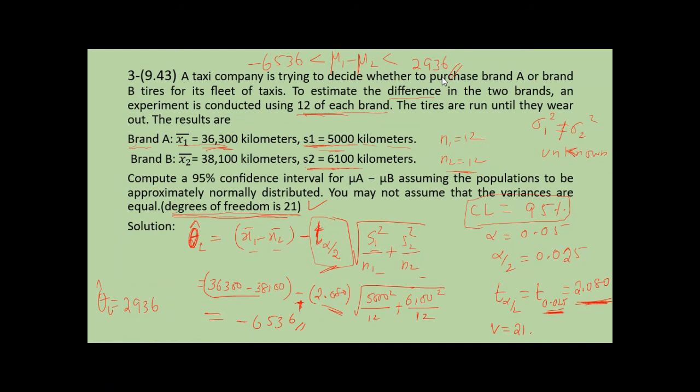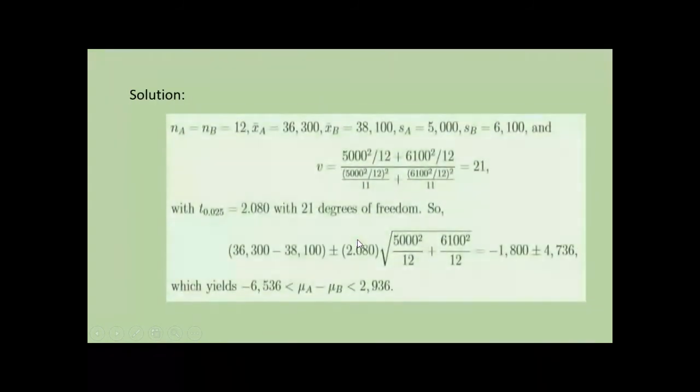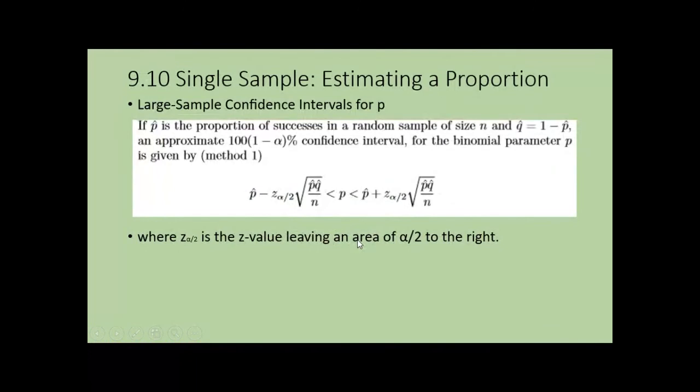We are finding the confidence interval in which the difference of two means will fall under the given confidence level. So the answer is here. Next topic.